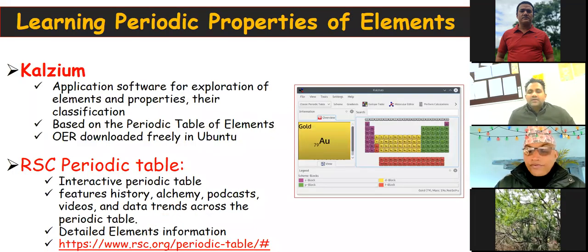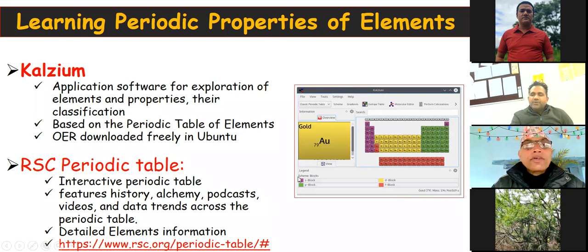If I have to give the periodic table, if I have to give the concept of the elements and properties of the elements to my students, I can use the software that is Kalzium. Kalzium is the application based software for exploration of the elements and their properties and classification. It is designed based on the periodic table of the elements. And this is again an open educational source. You can download it freely on Ubuntu. If you are using Ubuntu, you can use it very easily. It looks like this one.